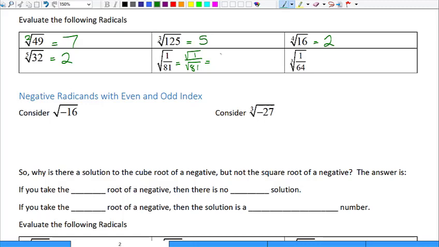The square root of 1, that's a perfect square, that's 1. What's the square root of 81? Well, that's 9. So the square root of 1/81 is just 1/9. Same thing on the last one, the cube root of 1 over the cube root of 64. Cube root of 1 is 1.